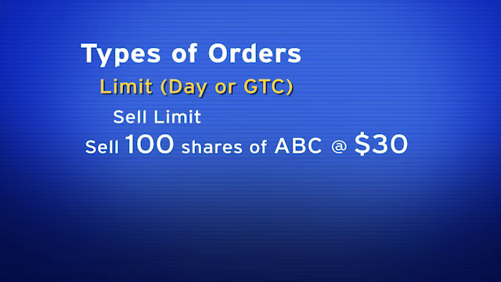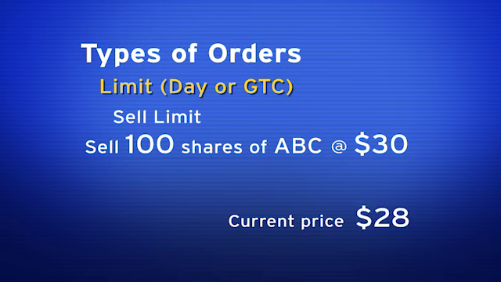What about this? Let's look at some prices again. What if the market price is 28? Nothing happens. 29, nothing happens. 28.5, nothing happens. 29.50, nothing happens. Next price is 30. The order will execute. I'll sell 100 shares at 30.